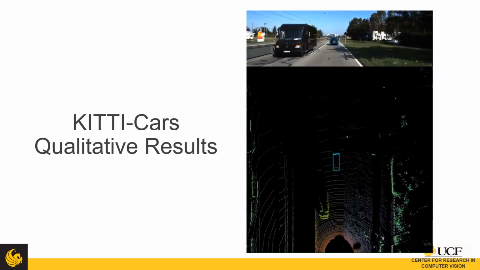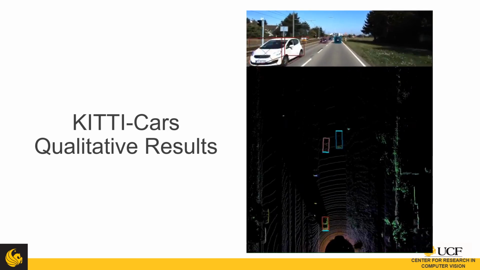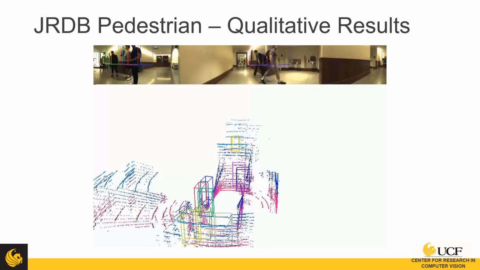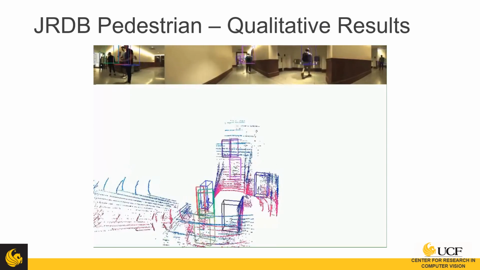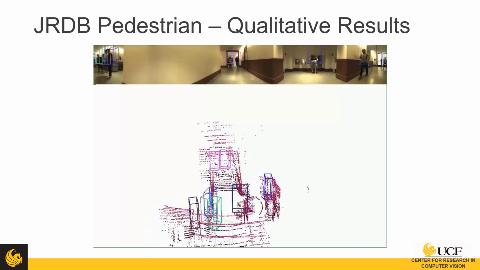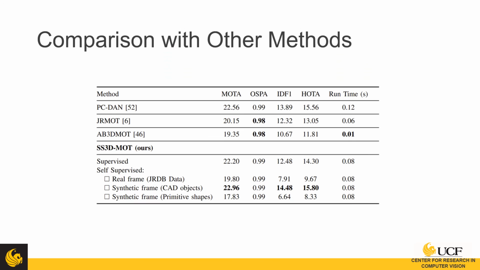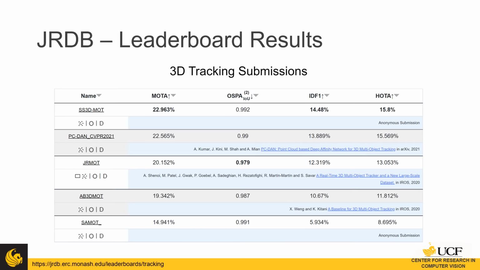These are the results on KITTI cars. These are the qualitative results on the JRDP dataset. These are the results on the test dataset of Jackrabbit data. Here we show the results on supervised as well as three self-supervised techniques. We achieve state-of-the-art results compared to other methods. And this is the screenshot from the Jackrabbit dataset leaderboard where our method SS3D MOT stands on top.